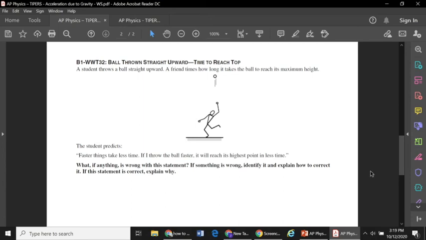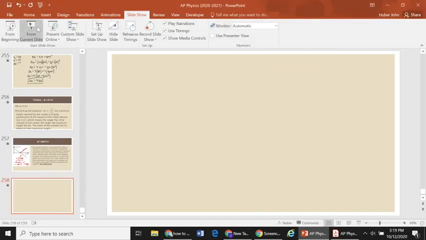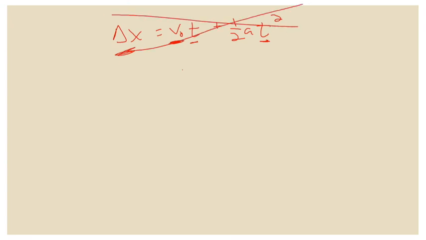Okay, so this student is saying faster things take less time. If I throw the ball faster, it will reach its highest point in less time. Now, what's important to think about here is what equations do we have about the relationship between the time and the initial velocity? Well, as we saw earlier, we could use this equation. But if we use this equation now, we have three variables, v naught, t, and delta x, which could change. And so that means this equation is probably not the best equation to use to do that.